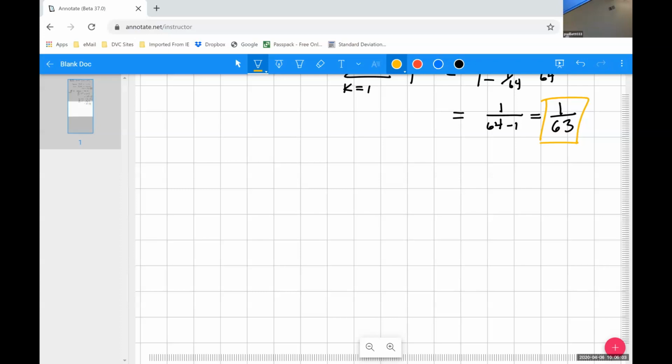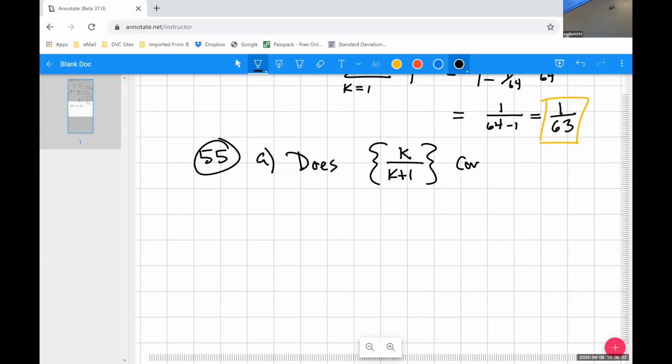And these are book problems, which allows them to be open-ended. So let's move down and take a look at number 55, same page. So there's a couple parts to this. Looking at part A, it asks the question, does the sequence k over k plus 1 converge? And it asks why or why not.